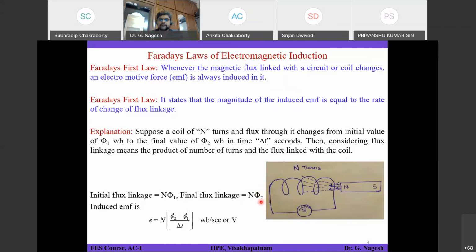So the change in flux linkage will be N into phi 2 minus N into phi 1, with respect to time. According to the second law, the induced EMF is equal to N into (phi 2 minus phi 1) by delta T, the change in time. The unit is volts or Webers per second, because delta T is in seconds and the change in flux is in Webers. So this is from Faraday's second law. Some EMF is induced in this coil, and the magnitude of this induced EMF is given by this expression.